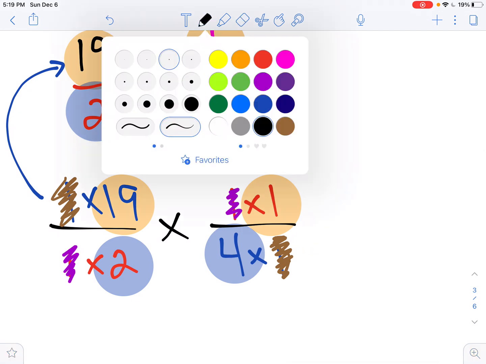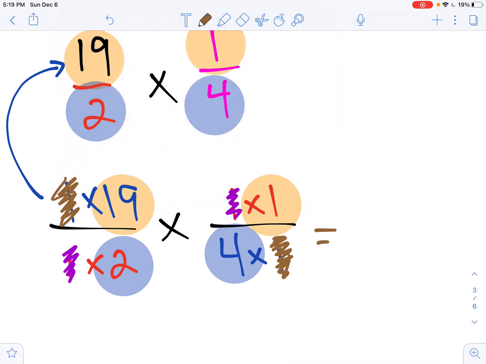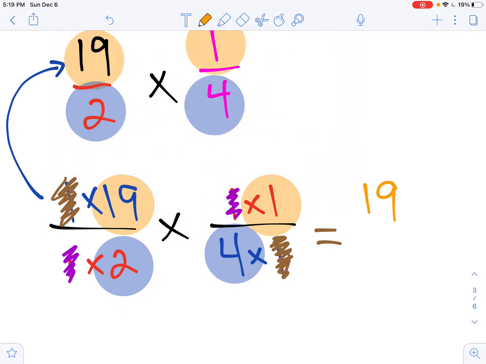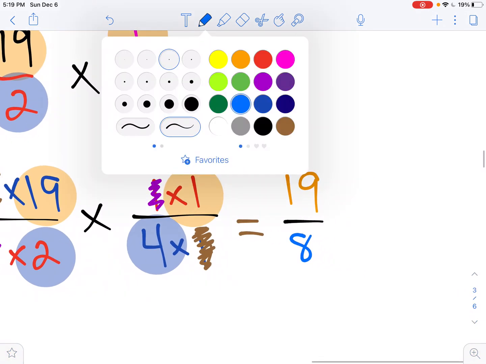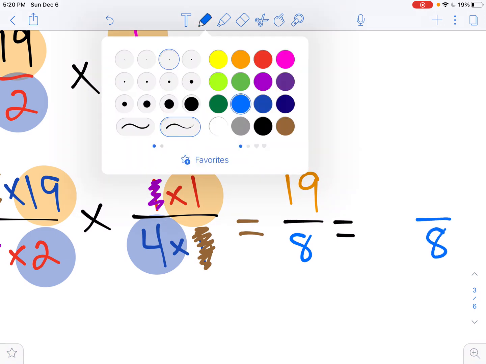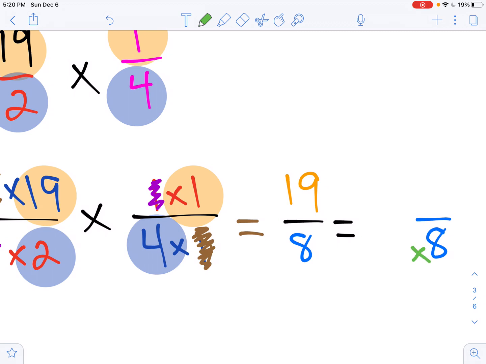I'm ready to multiply across. It's still not too tricky. If I multiply across, in the orange I have 19. Be careful, don't add. And in the denominator, 2 times 4. 2 times 4 is 8. All right, so now I need to convert this to a mixed number. I know the denominator is not going to change, so I need to multiply first.